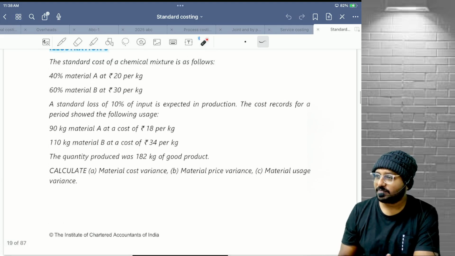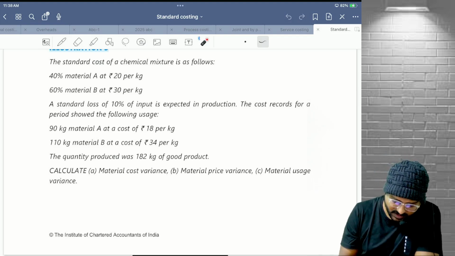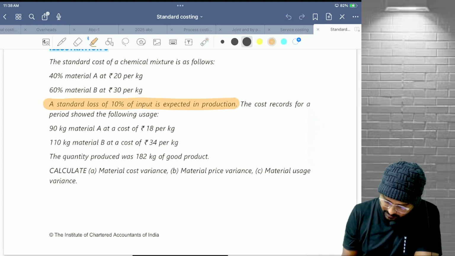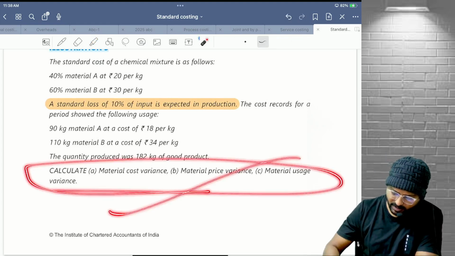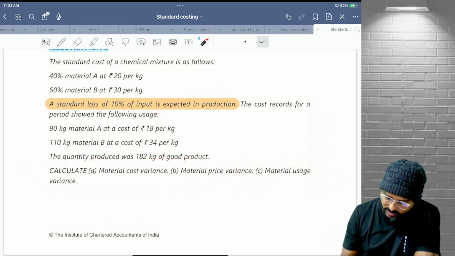Chalo. Ready? Now, this sentence basically represents what? Yield variance. Now let's move on. But anyway, you have not been asked to calculate it. But if it is asked to calculate, then you should be able to understand.